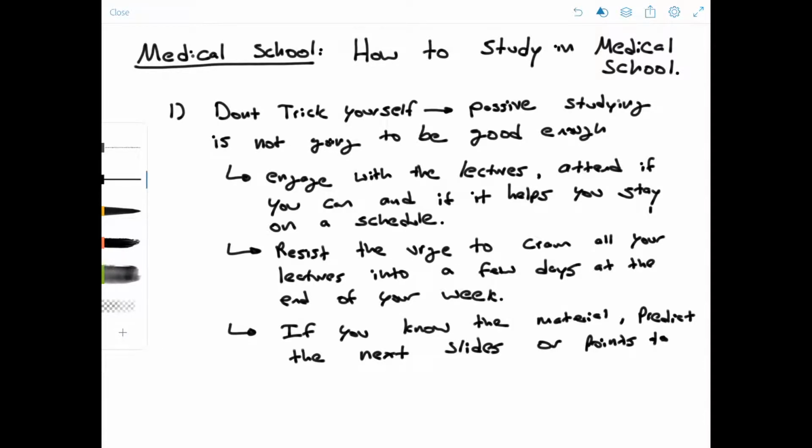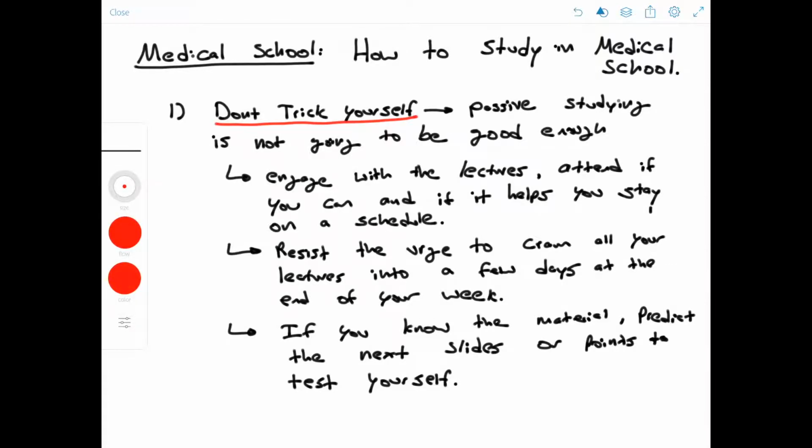If you do watch a lecture where you know most of the material, then start quizzing yourself on it. So predict what the next slide is going to be, predict what the next point is going to be, predict what the next drug is they're going to mention. So really use it as an active learning system, which is going to really help you focus in on what you know, what you don't know. You can really start trying to figure out what you need to focus on in the future.